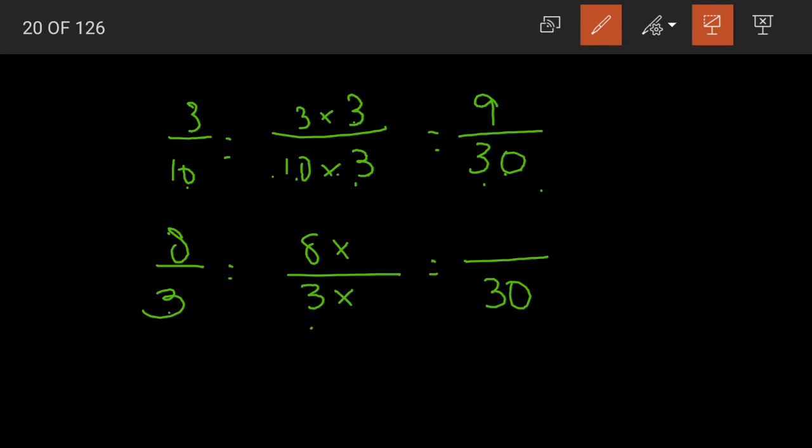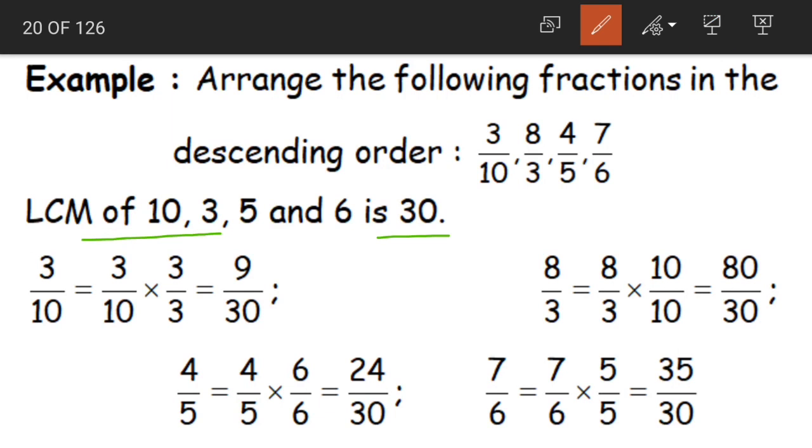Here we are having 3, but we want 30. How will we get it? 3 tens are 30. So again, 8 tens are 80. Remember to do the same with the numerator as well. Yes. So what are our fractions here? 9 by 30 and 80 by 30.